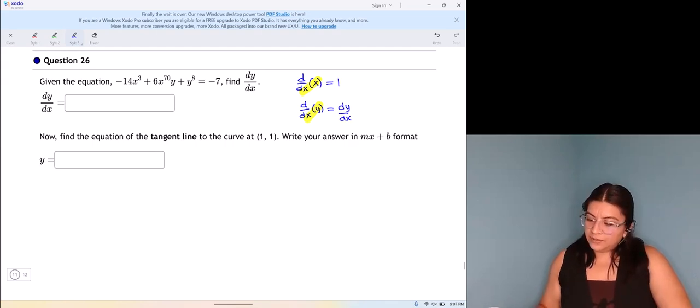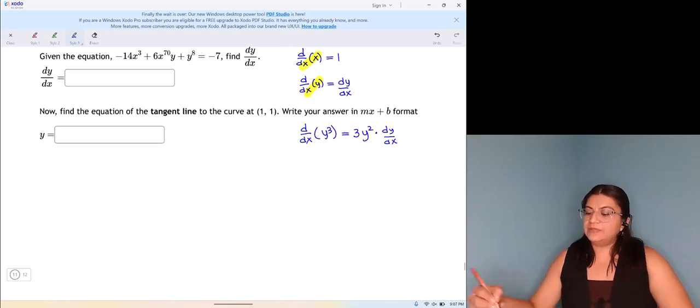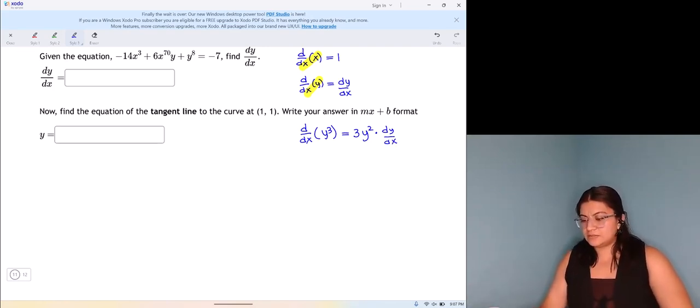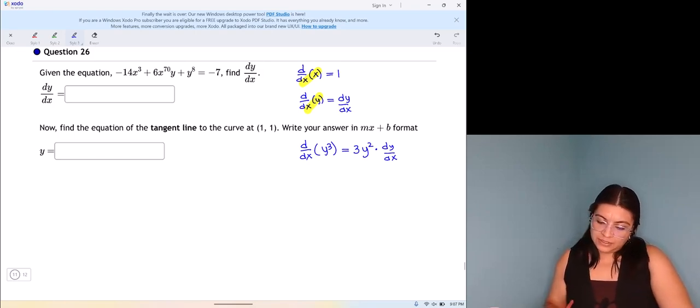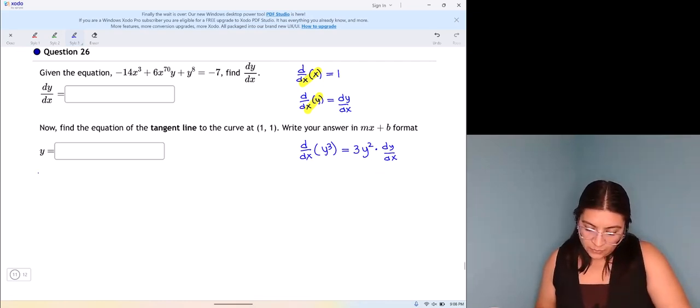So how does that work? If you have the derivative with respect to x of y to the third, then this means 3y squared times the derivative of the inside, which is dy dx. So let's go back over here. Given the equation, find dy dx. We are going to take the derivative with respect to x on the left side and on the right side.